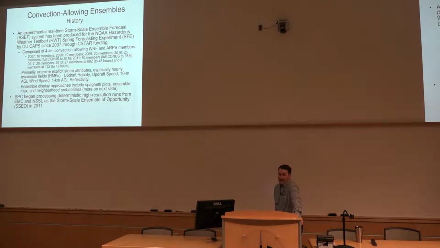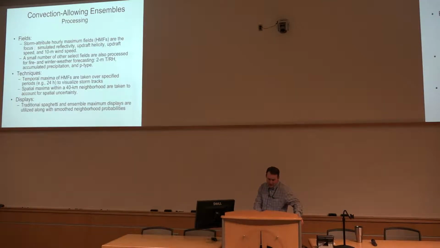So the history of these basically goes back to the Hazardous Weather Testbed I referenced earlier, HWT, that CAPS here at OU has run since 2007, a convection-allowing ensemble, starting with 10 members in 2007, and they went all the way up to 50 members in 2011 and have since backed down a little bit based on some of our findings I'll talk about. And again, we look at storm attributes, the hourly maximum fields. And I'll reference the Storm Scale Ensemble of Opportunity that we generated at SPC. It's basically EMC started running all these different CAMs, and the forecaster said, I can't look at all of these. And so it was essentially a way to just summarize the information. That was the initial intent, and I'll show you what came of that.